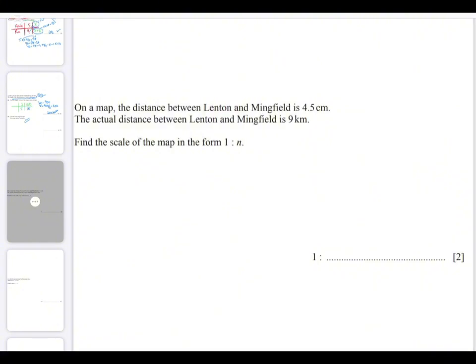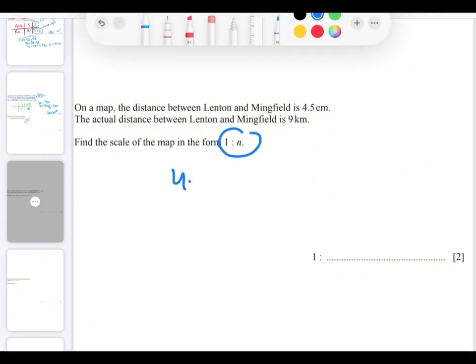Now what we need to do: the actual distance between London and Mingfield is 9 kilometers. Find the scale of the map in the form of 1:n. So we have to put 1:n. So we have 4.5 and 9. This is centimeters and this is kilometers. Okay, so that's a very interesting thing.